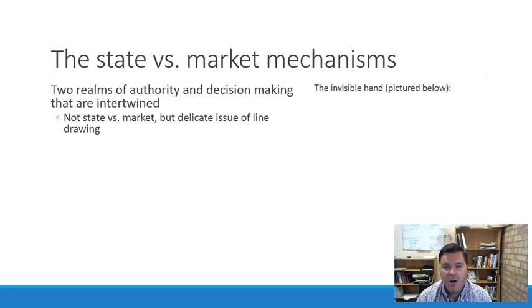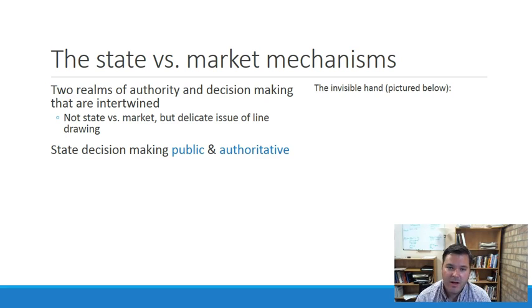It's not always market versus state, but instead a very delicate issue of line drawing between what specific elements of an issue or specific elements of a decision should be made by the state versus made by the market. So we're setting ourselves up here to think about all sorts of different issues, from healthcare to tax reform to environmental regulation to business regulation, all sorts of things, by thinking about, well, where can we have better outcomes from the market and better outcomes from the state?